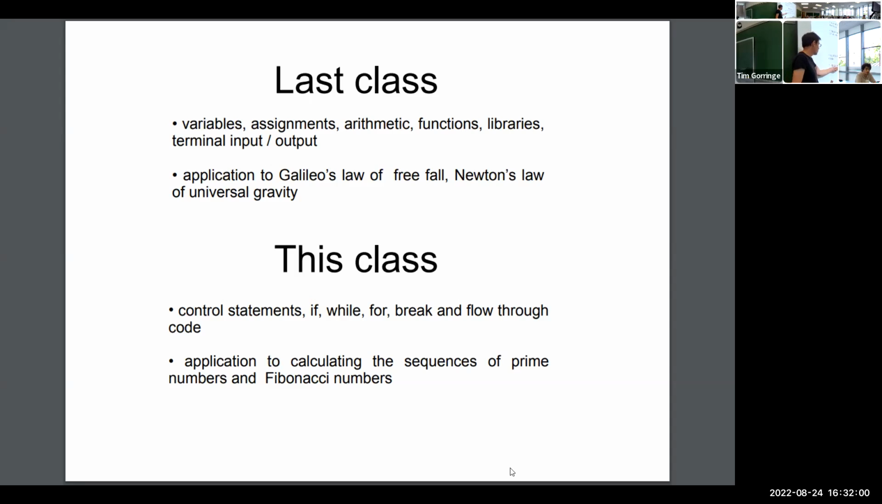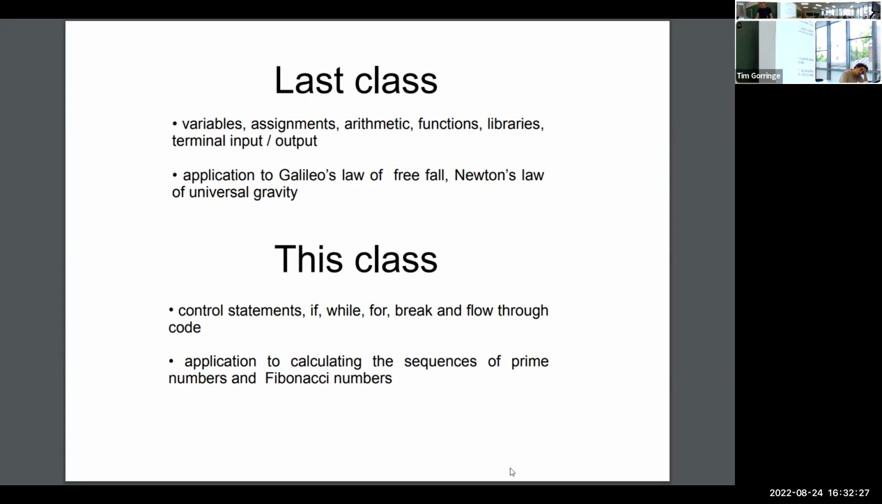The applications today will be a little bit different. We've just got a couple of mathematical applications. We're going to talk a bit about and calculate sequences of prime numbers. And we're going to talk a little bit about, and you'll calculate in the homework, these Fibonacci numbers. So those are the two examples for today.